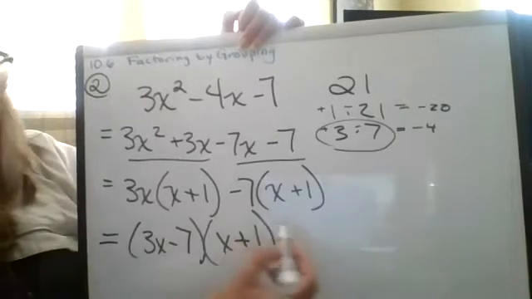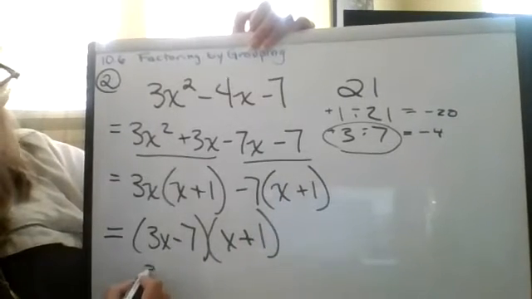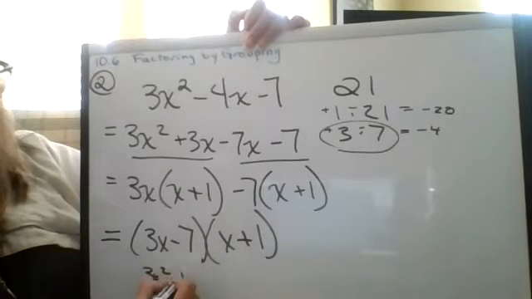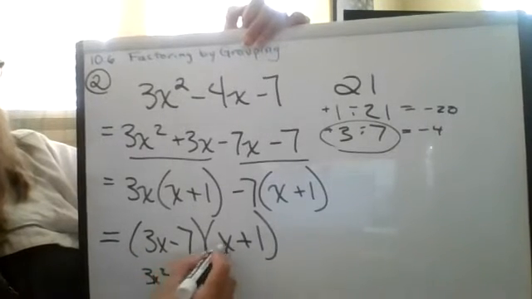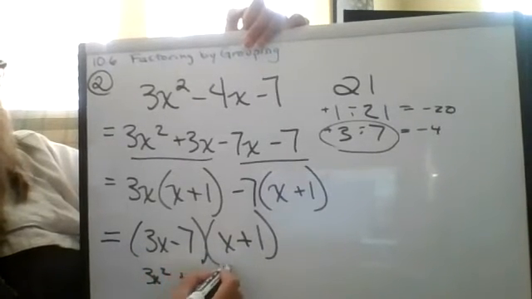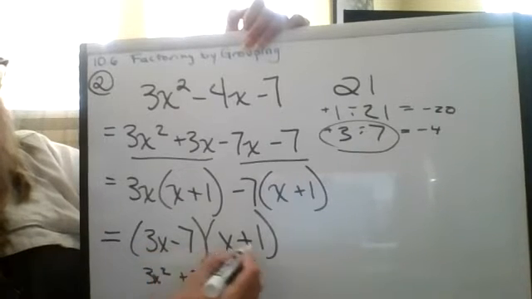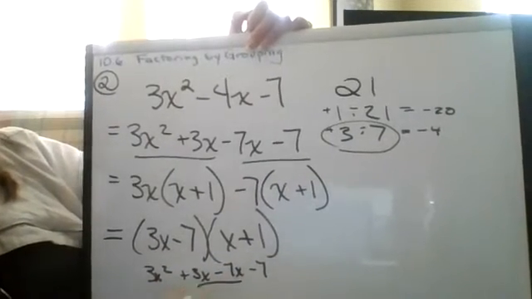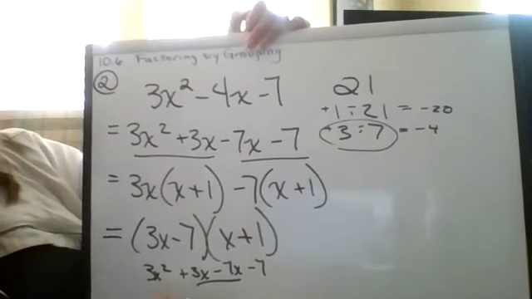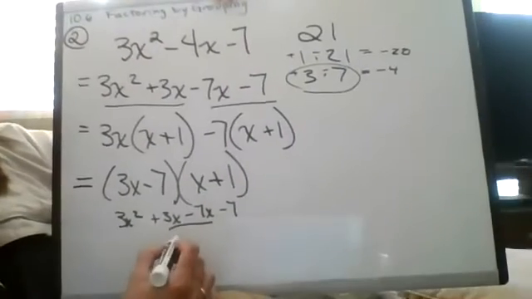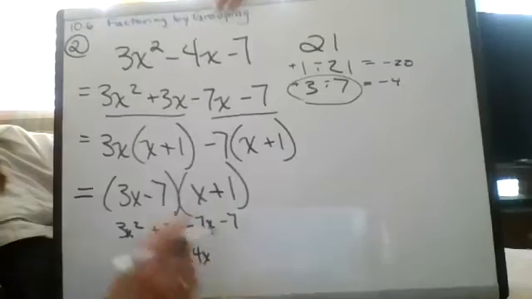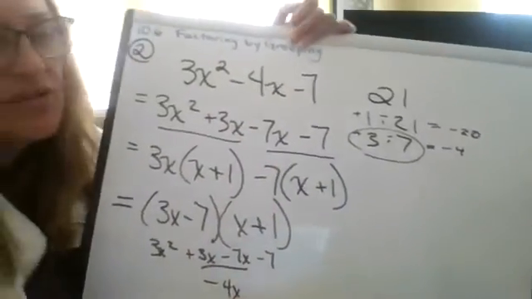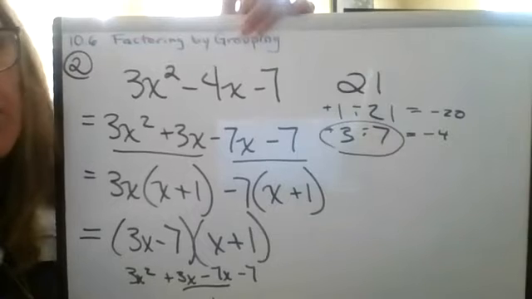So 3x times x is 3x squared. My outers would be 3x times 1 is 3x. My inners would be negative 7 times x is negative 7x. And what is my last? Negative 7 times positive 1 is negative 7. So now I'll do those middle terms, and I've got 3x minus 7x, and it gets us what? You bet it does. It gets us negative 4x, and that's what we started with. So we're good. This did factor correctly. Okay, next example 3.